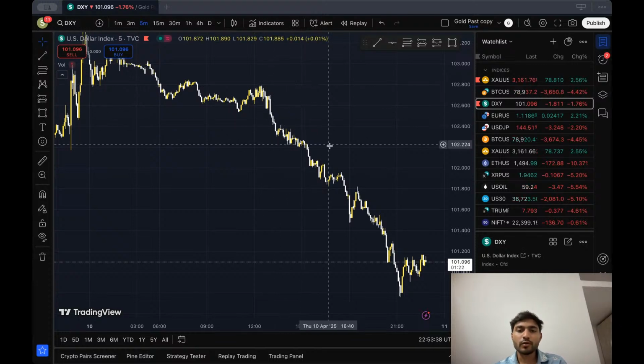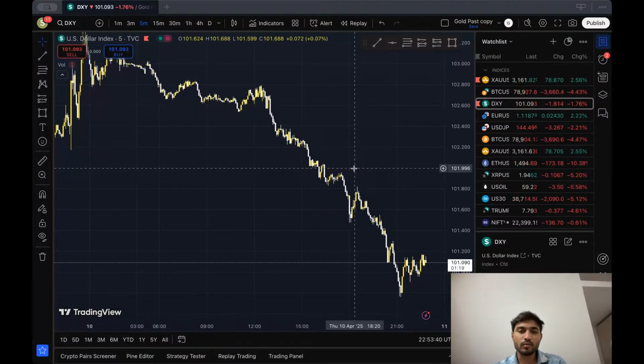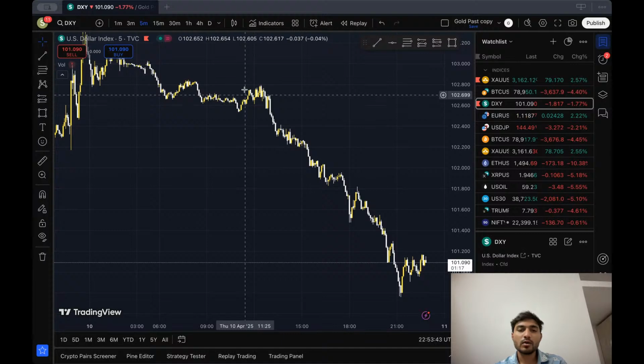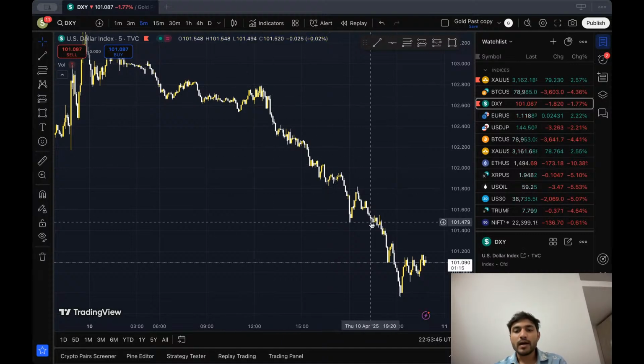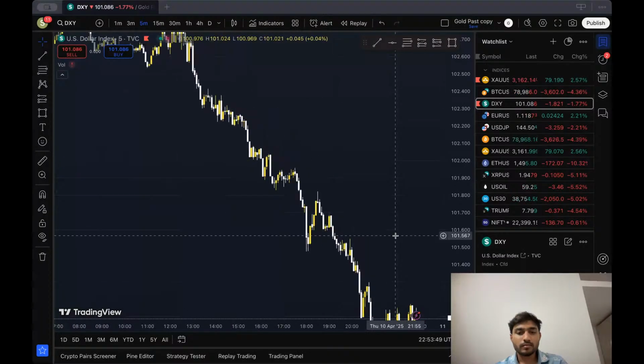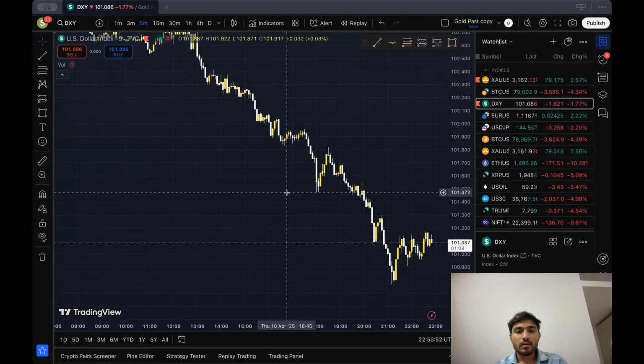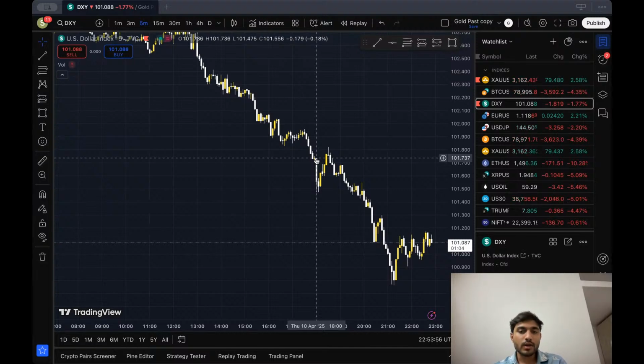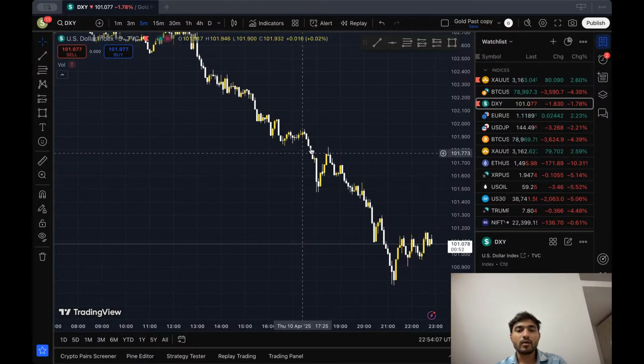From the morning it was falling because of the tariffs and both of these sentiments. It was falling at 6 p.m. See, this was the 6 p.m. candle. Everybody knew that it was more than or equal to 223K. So they started selling, right? They started selling DXY, or the market started crashing at this time.